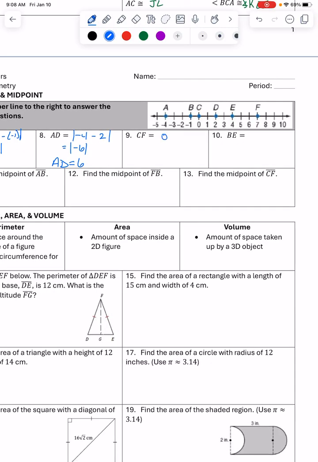CF, C is at 0, F is at 7. So 0 minus 7 is -7. Absolute value is 7. So CF is 7 units long. And then BE, -1 is B, E is 4. So -1 minus 4 is -5. Absolute value of that is 5. So BE would be 5, okay?